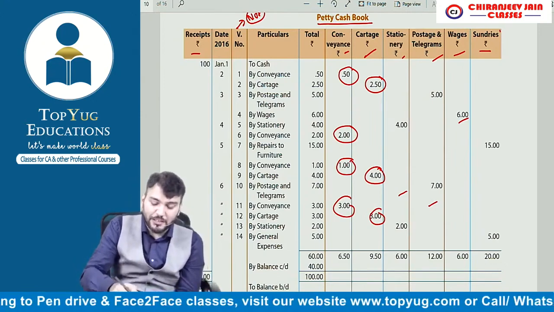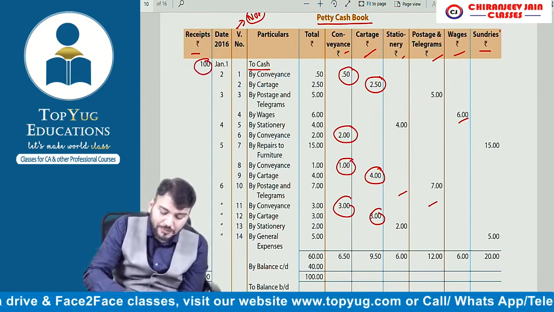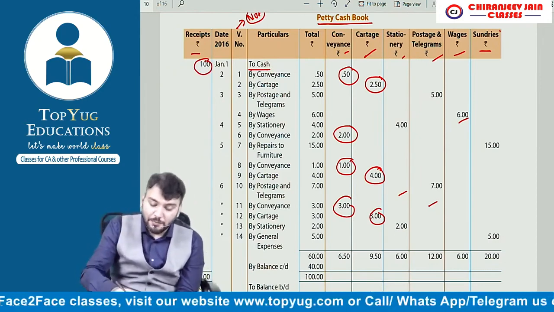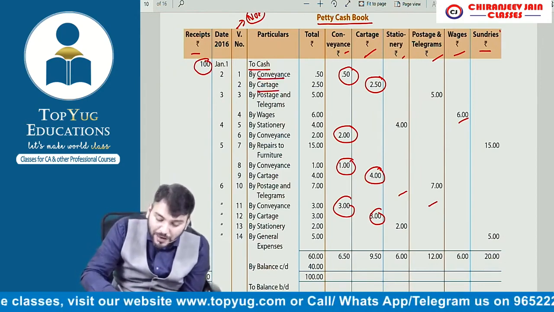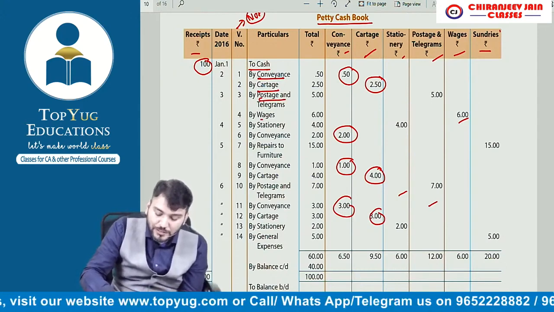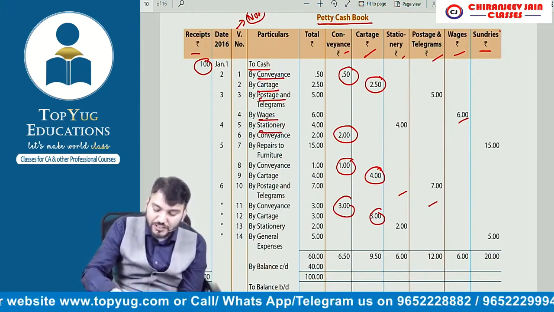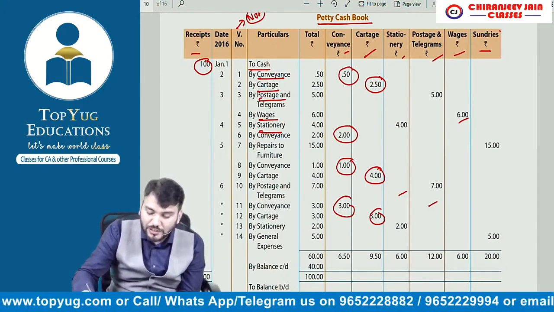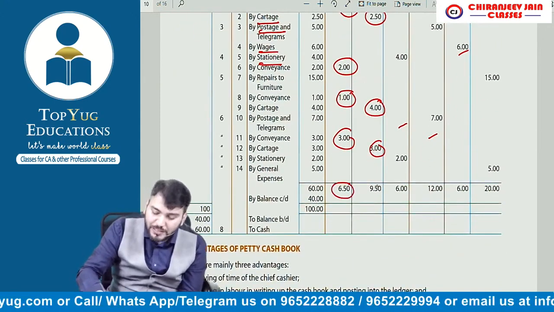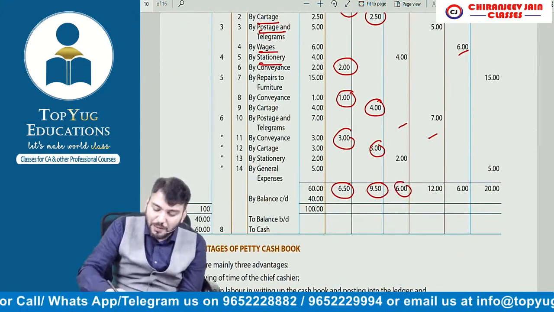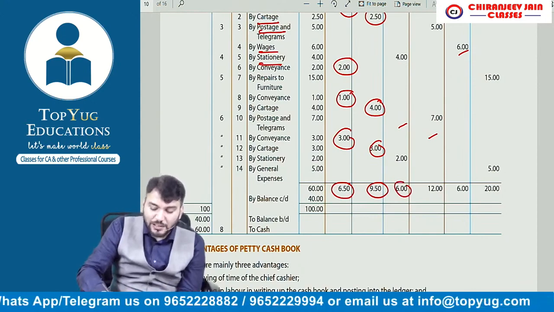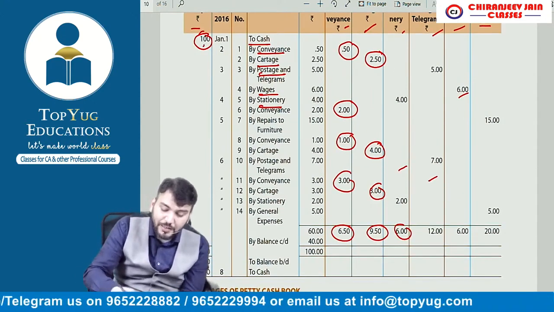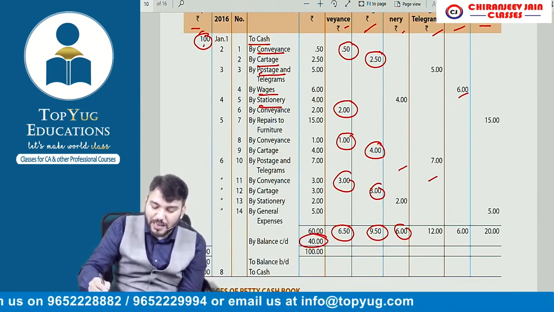First cash is coming in, to cash, here write 100. Then all expenses are there, by conveyance, by cartage, by postage, by wages, by stationery. And here in total, write the total of this, the total of this, the total of this. Then take out by balance carried down. What will by balance carried down be? 100 minus the total of this is balance carried down.